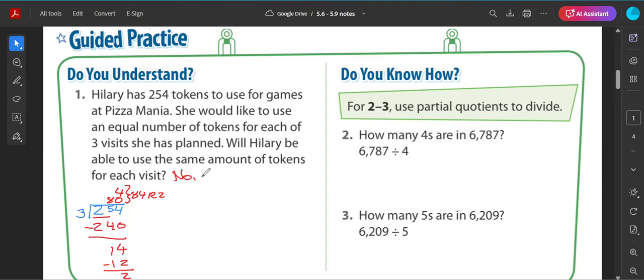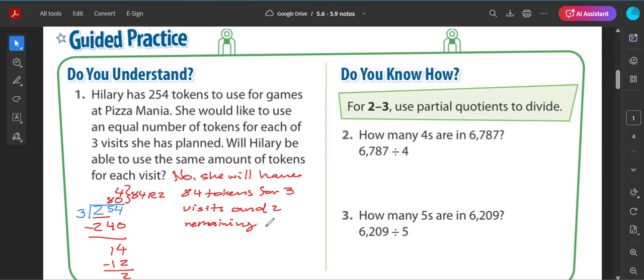So no, she will have 84 tokens for 3 visits and 2 remaining. Or if you wanted to rewrite that as 85 tokens, 2 visits, and 84 for 1, that's also correct.